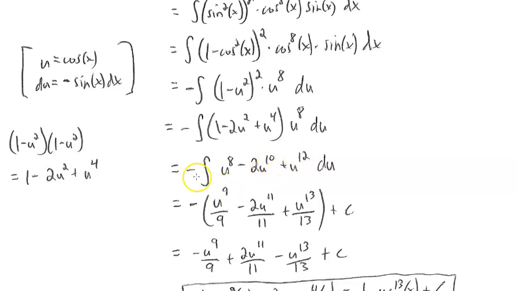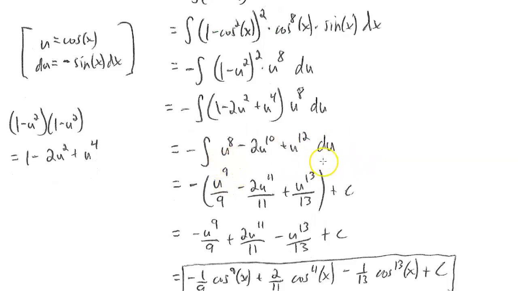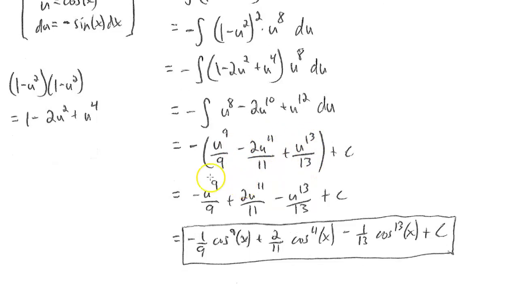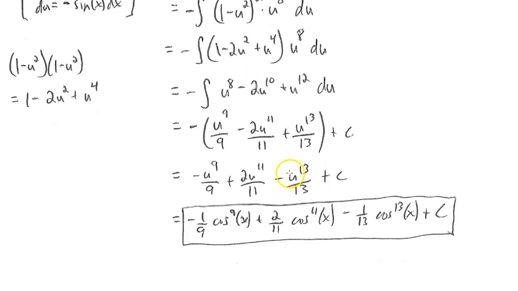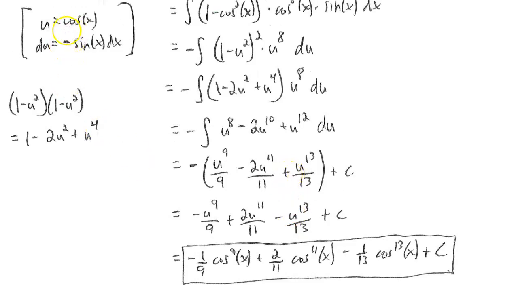And we still have this negative out front. Now we know how to integrate that, right? The integral of this du is going to be u to the 9th over 9 minus 2u to the 11th over 11 plus u to the 13th over 13. We can distribute the negative here, and make sure you put this in parentheses so the negative applies to the whole thing. So this negative becomes a plus, and this plus becomes a minus. And finally, plug back in what u is. The u is cosine, and so this is our final answer.